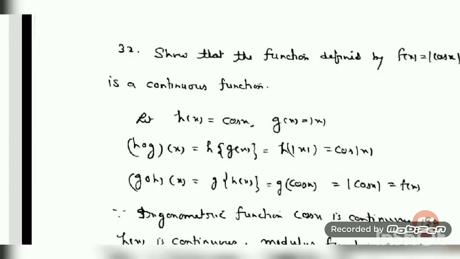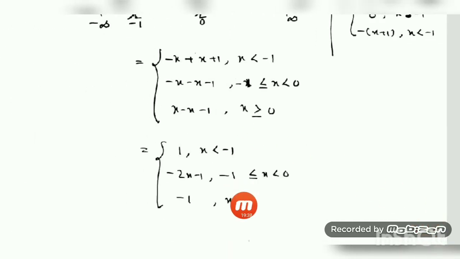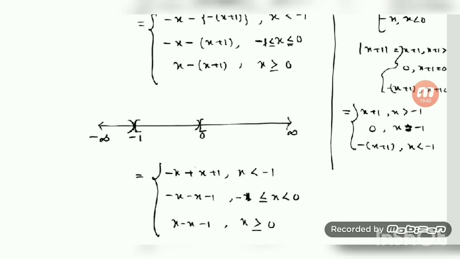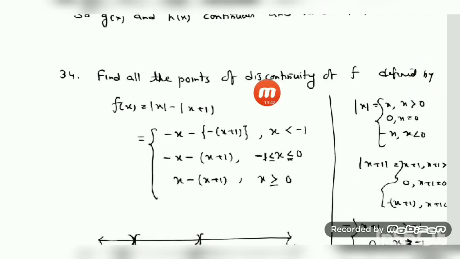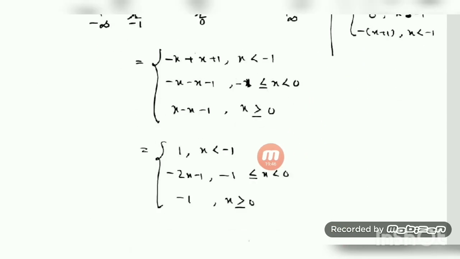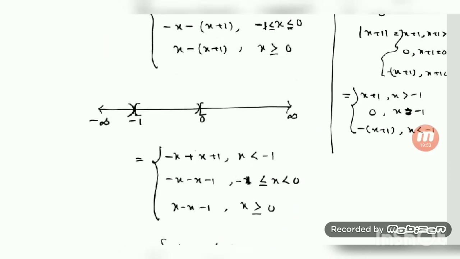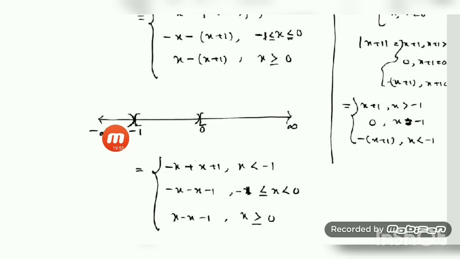So I have written these things. Now you see your given question is simplified into this question. You have to find a point of discontinuity. Now you see your critical points are minus 1 and 0, and this interval you have already seen on the number line. So you divide it into cases: 1, 2, 3, 4, 5 cases. One interval, second interval, third interval, and equality at 2 points.